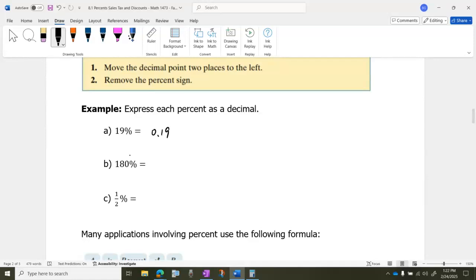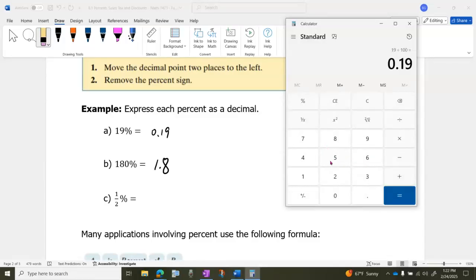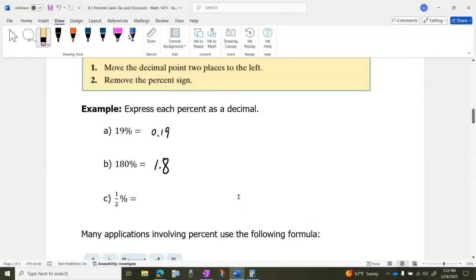So if I do part B, using the same method, 180, so this is the decimal point, right? If I move the decimal point to the left twice, I have 1.8. So the answer is 1.8. Or I can try my calculator. Enter 180 in the calculator, percent, per means divided by, cent means 100. Done. Same answer, right? You can try both. Part C is challenging, but I'll let you give it a try.